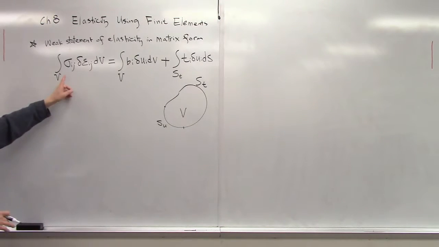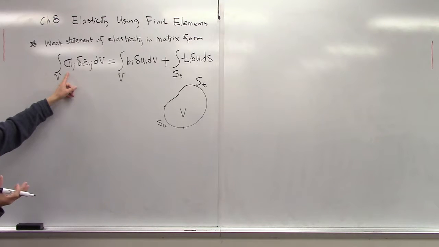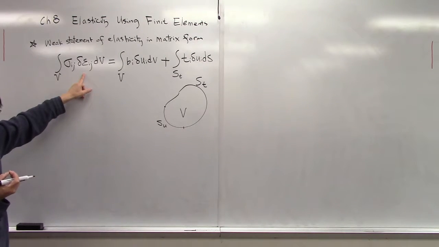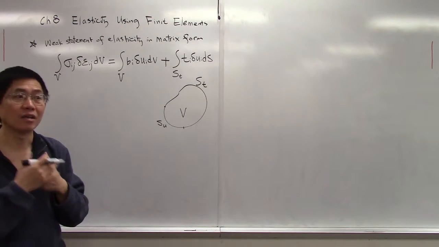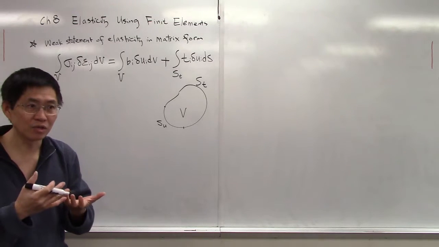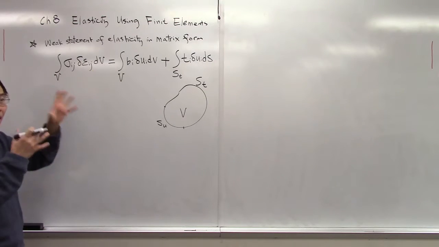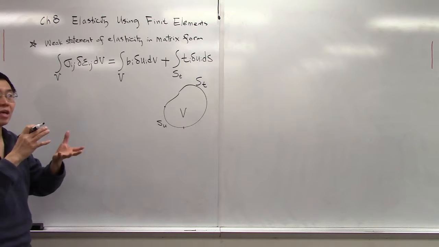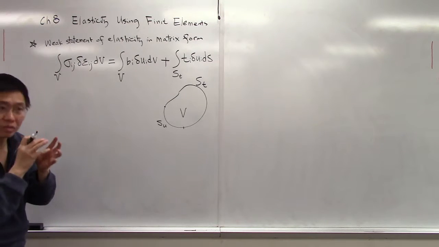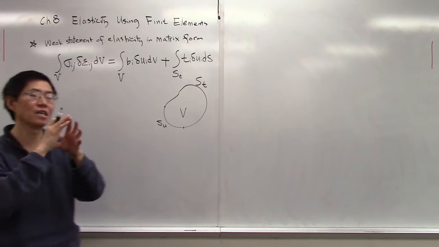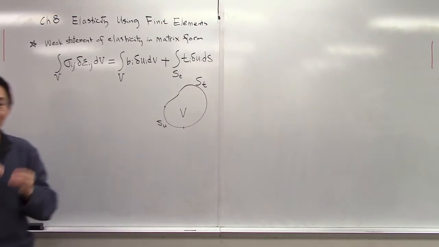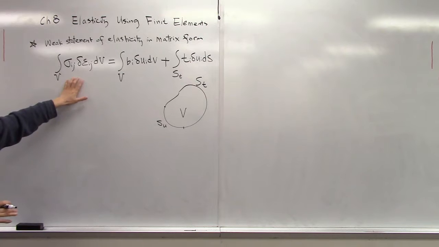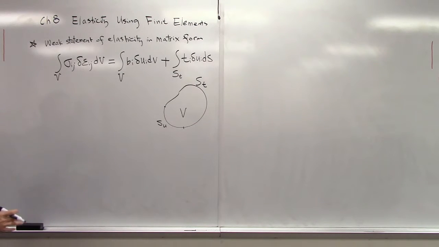Physically, when you have a stress times a virtual strain, stress times strain gives you the strain energy density in terms of physical dimensions. You integrate over the body, it means all the strain energy stored in that body. Imagine any solid as a spring, okay? So this is the spring energy or the elastic energy stored in the body.